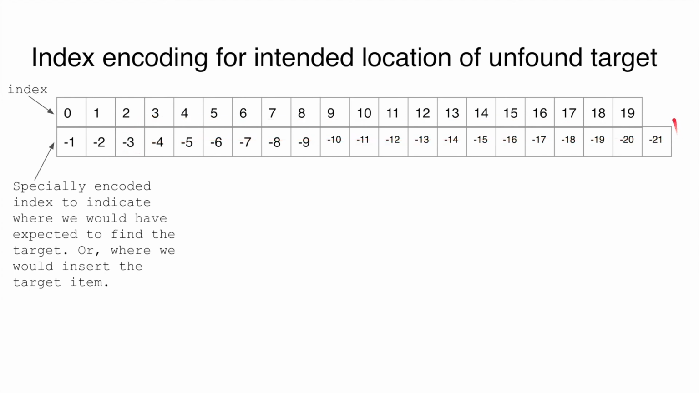So if it belonged at the very end, in other words, it was the largest value of anything already in the array, then I would take the length of the array, take the negative of that, and subtract 1. So in this case, our array length is 20. Negative of that, subtract 1 gives us -21. So if it belongs at the very end, I would return -21.